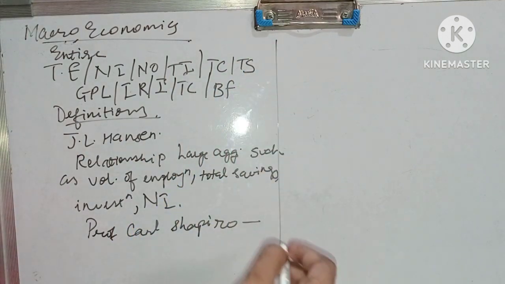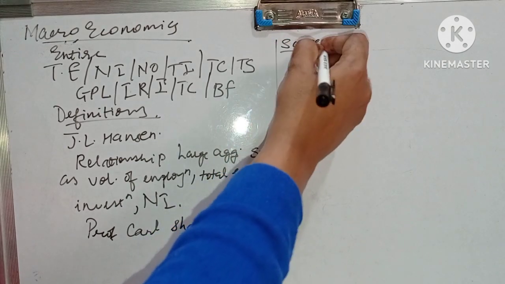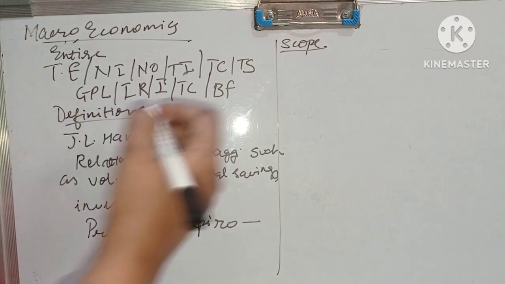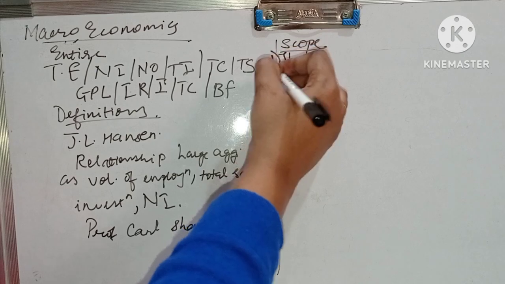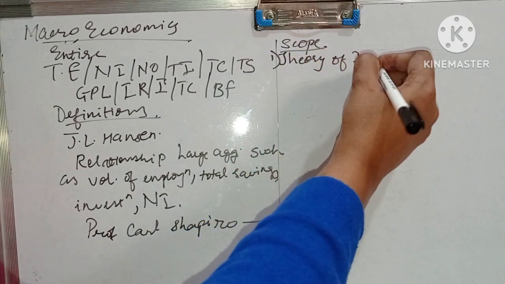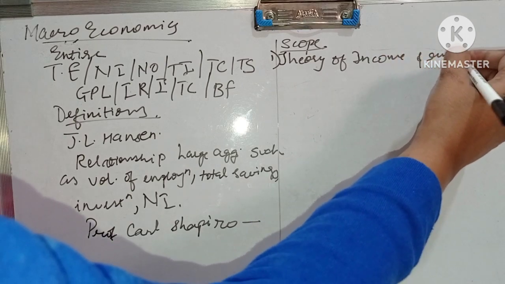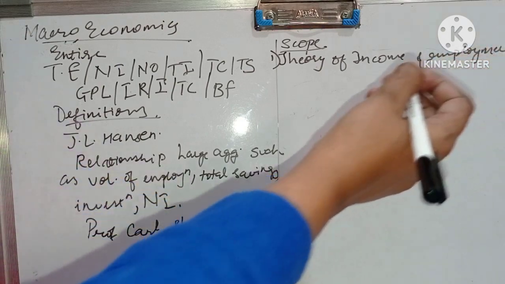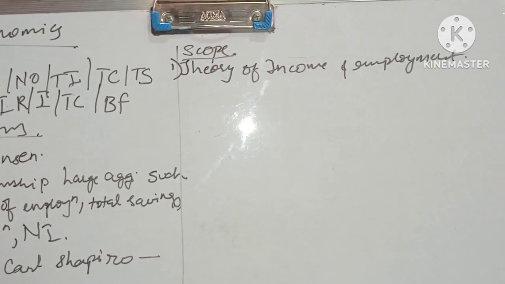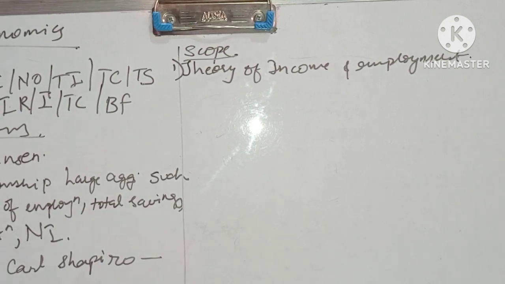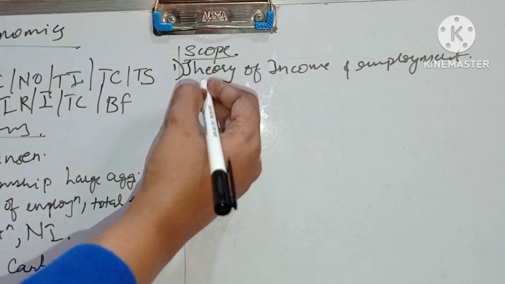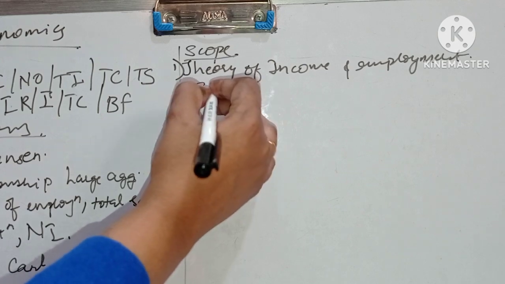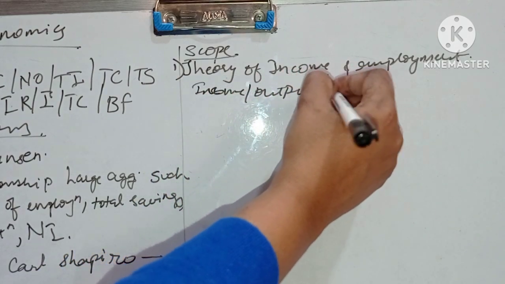Okay. So now let's study the scope of macroeconomics. What does the scope state? In scope you have to state the theory of income and employment. Macroeconomics explains which factors determine the level of national income and employment, and what causes the fluctuations in the level of income, output, and employment.